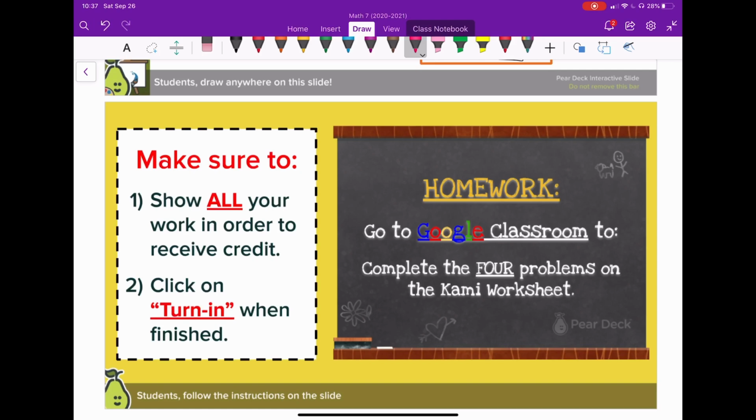I want to point out your homework. Your homework is going to be 4 problems on the CAMI worksheet, which is 2 mixed numbers being expressed as an improper fraction and 2 improper fractions being expressed as a mixed number. Try your best and please show your work because that's all I'm looking for.